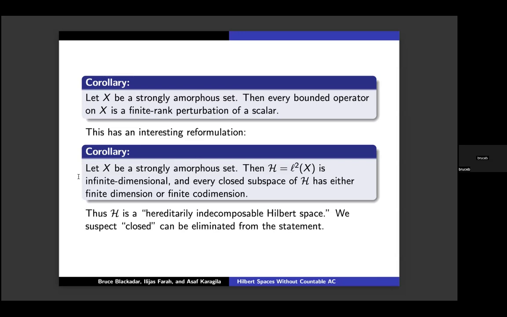And by the way, we think that this "closed" can be eliminated from this statement, and that is just a statement about vector spaces. What you have is a complex vector space with a Hamel basis indexed by a strongly amorphous set. We think every subspace ought to have either finite dimension or finite codimension, but we haven't been able to prove that.